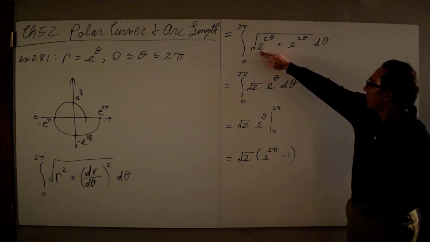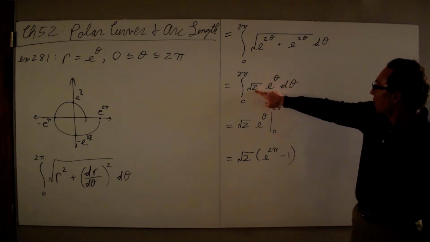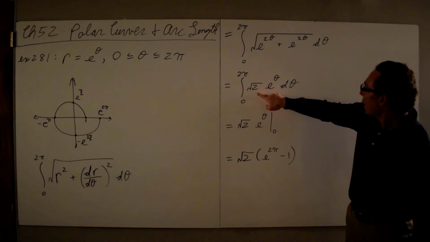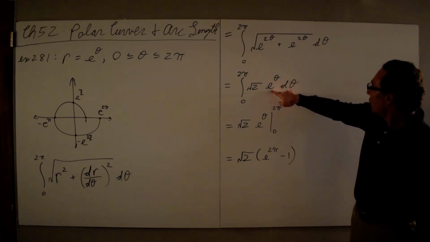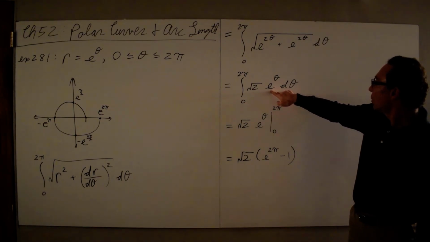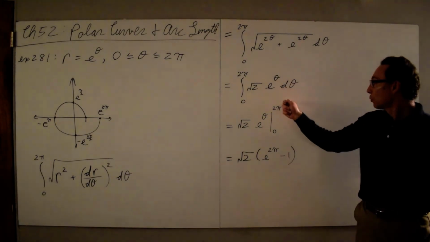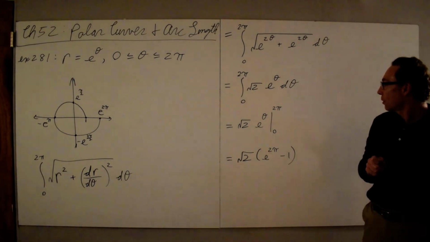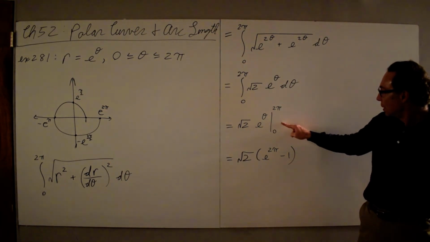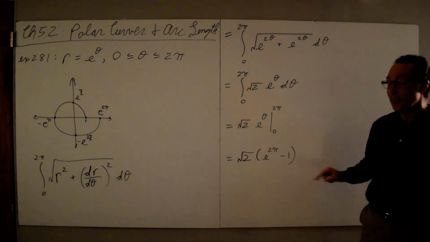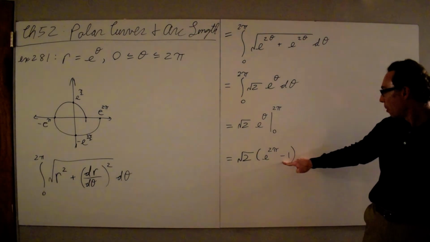Add these together, so we have 2e to the 2 theta, square root of 2, so the square root of 2 comes out of the square root. We have e to the 2 theta under the square root, and the square root of e to the 2 theta is e to the theta. So now we just have an exponential function times a constant that we're going to integrate. Finding an antiderivative is not very difficult. Substitute in our limits of integration and subtract. So we have square root of 2 times e to the 2 pi minus e to the 0.